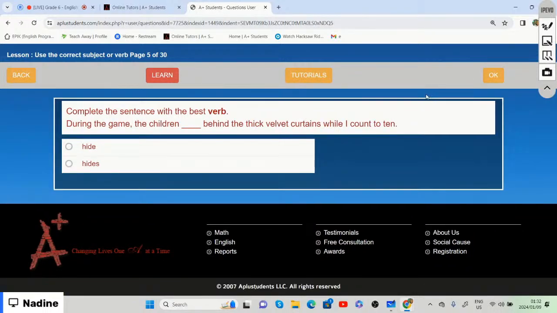All right, we're going to do one more. We need to complete the sentence with the best verb. During the game, the children, which is plural, do we say the children hide behind the thick velvet curtains while I count to 10, or the children hides behind the thick velvet curtains while I count to 10?